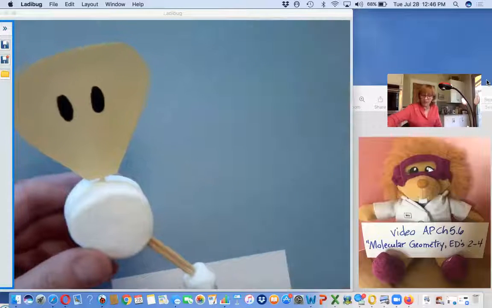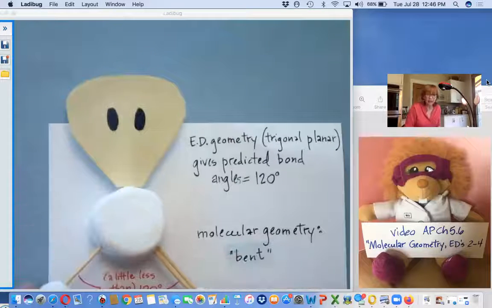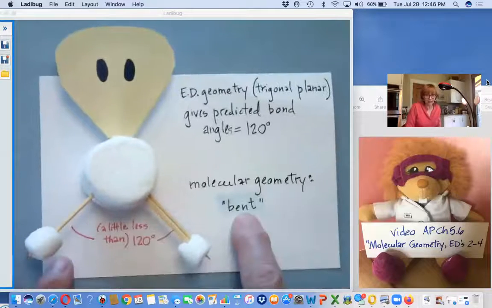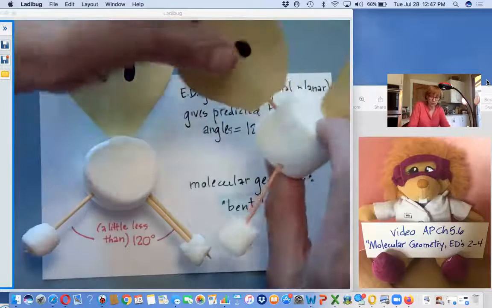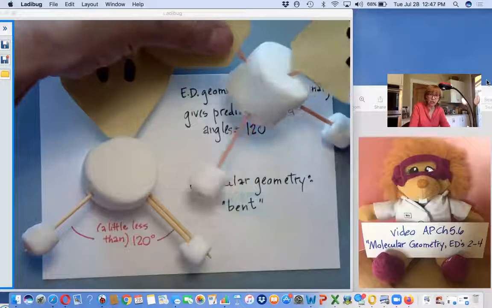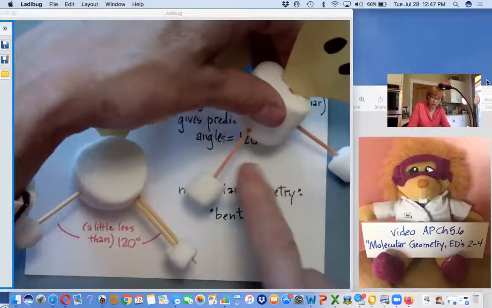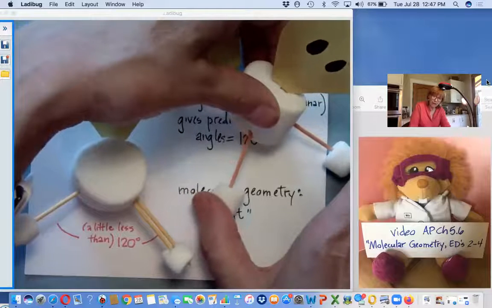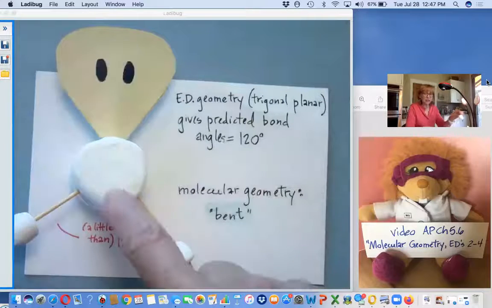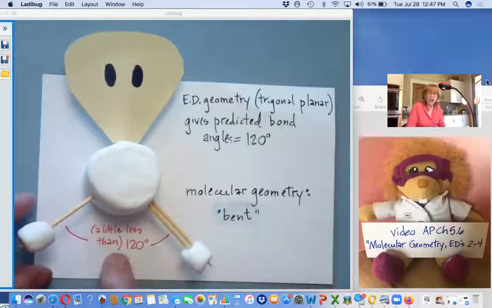The name of that molecular geometry is also bent, like we saw earlier with water. Remember, water had a bent geometry, but this bent geometry had a bond angle close to 109.5. In this bent geometry, the bond angle is simply a little less than 120.